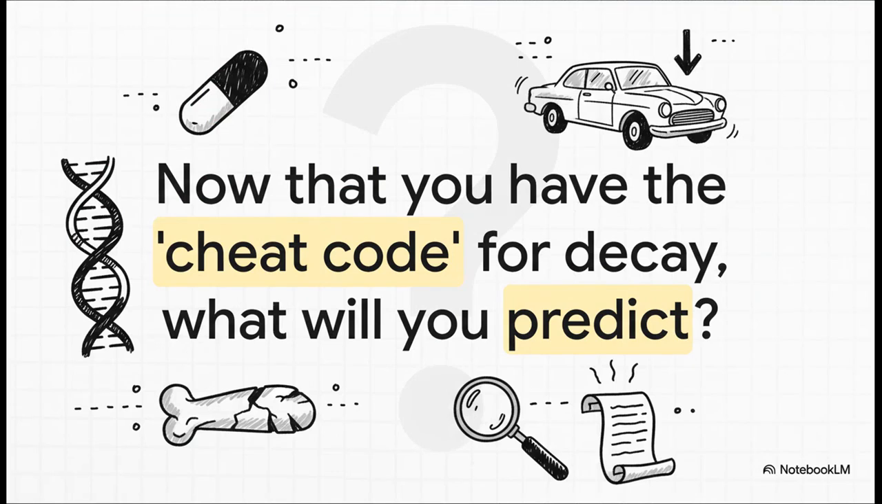So there you have it. You've got the cheat code for exponential decay, you know the crucial difference between a rate and a factor, and you even know the secret of half-life. See, this isn't just about math problems. It's a tool for understanding how the world around you actually works. You have the code now. So my question for you is, what are you going to predict next?